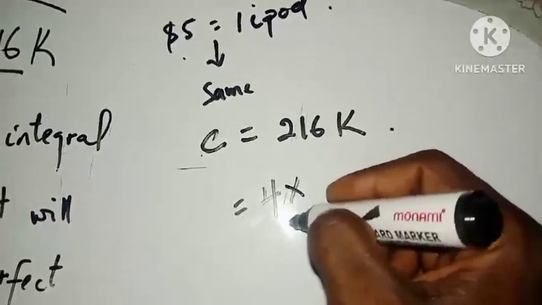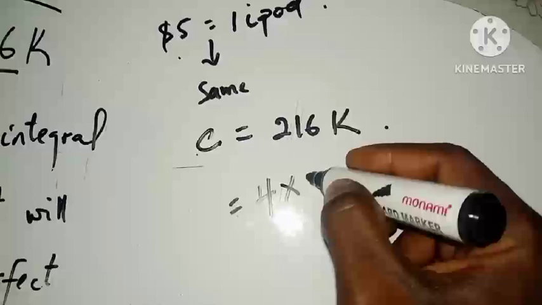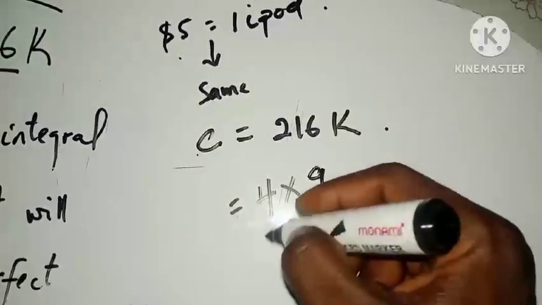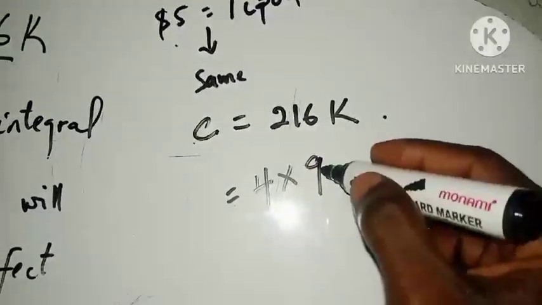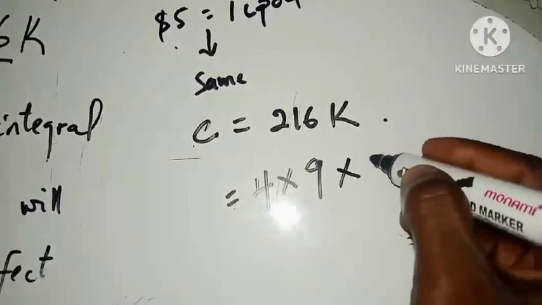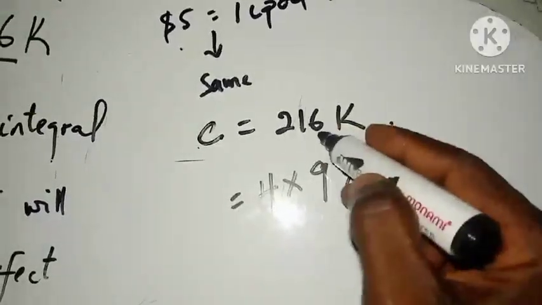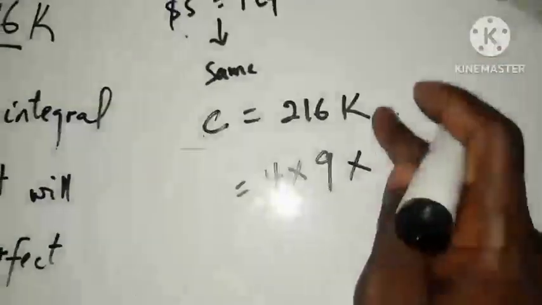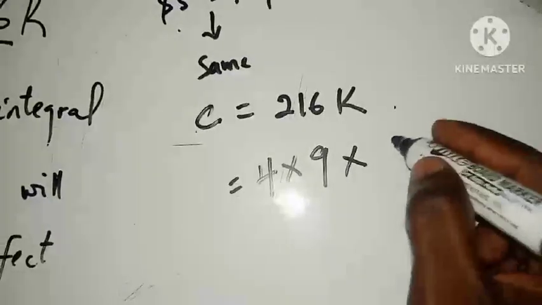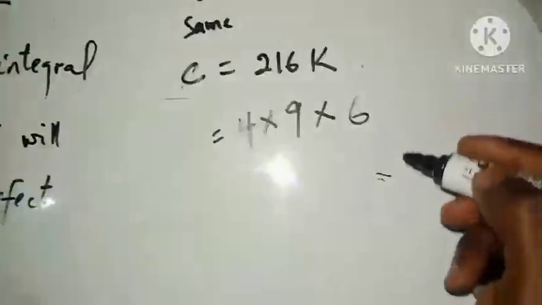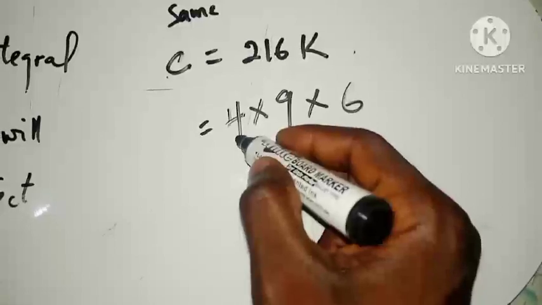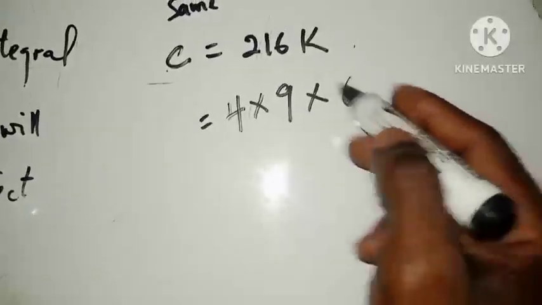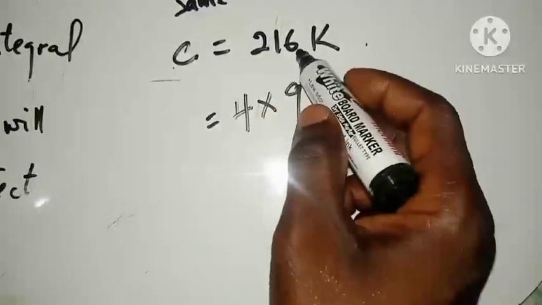So the next perfect square I can have here should be 9, right? Because 2 squared will give me 4, and then 3 squared will give me 9. Multiplied by what will give 216? That is the question here. So obviously that's going to be 6. You may pause the video and check that if I multiply 4 by 9 by 6, I'm going to have 216, right?